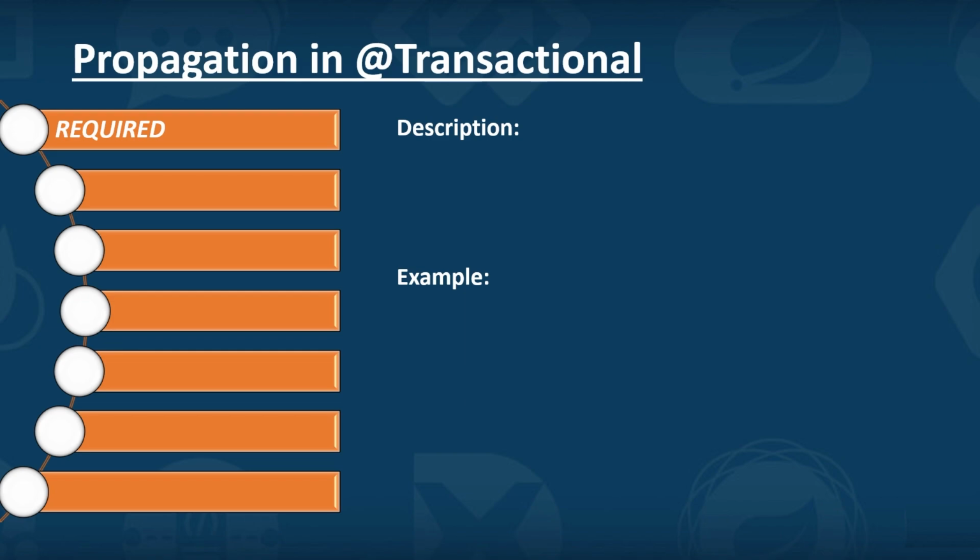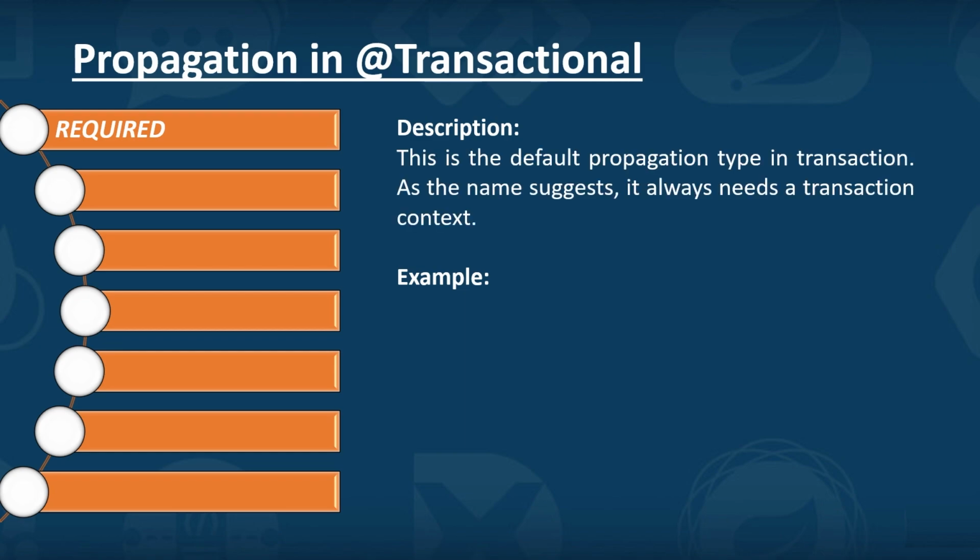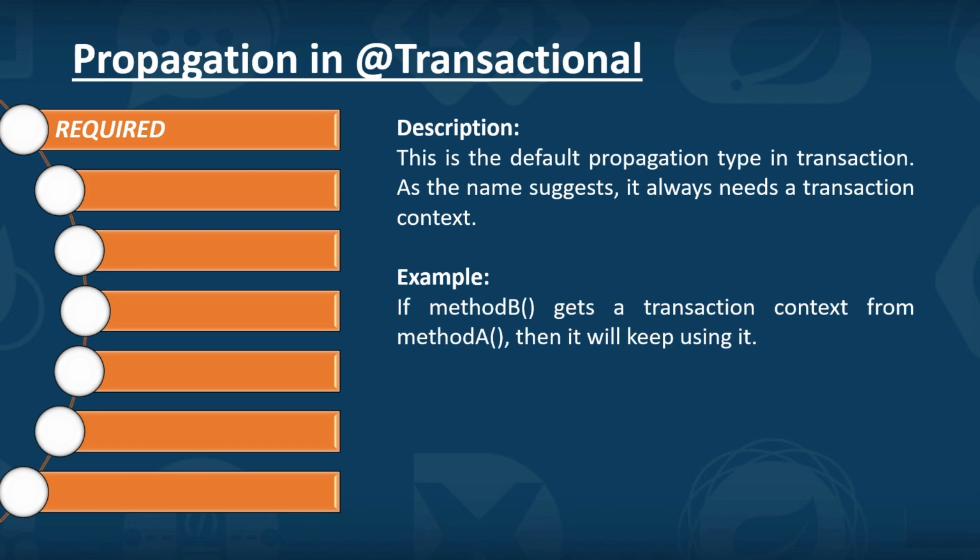So the first one is required. As I mentioned, this is the default propagation type in the transaction. Now just go by the name. It simply says required, which means that it always needs a transaction context. From now onwards, we will be talking in terms of method B, because method B is going to be invoked from method A. And as you remember, on both method A and method B, we are making use of the transactional annotation.